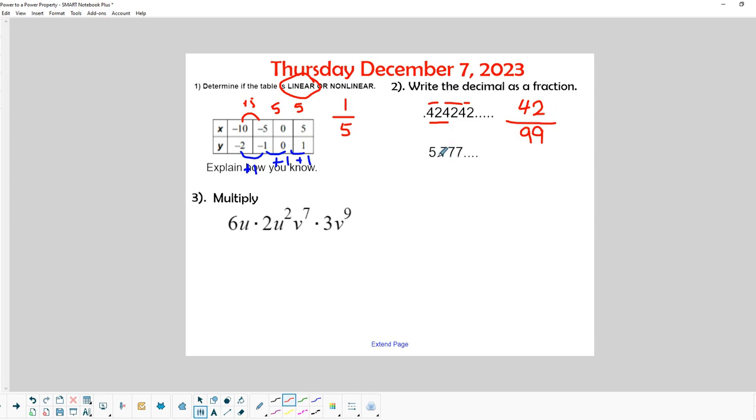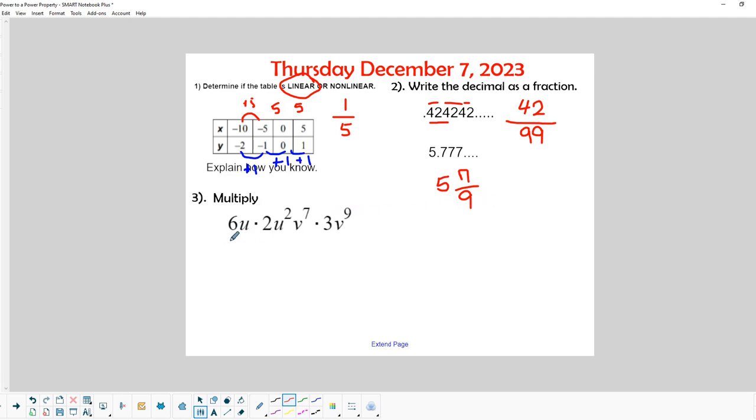Okay, this next one, we have 7s that repeat after the whole number 5. So that would be 5 and 7. Instead of 7/10, that would be 7/9, because the number 7 is repeating.